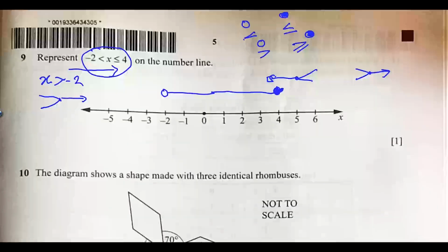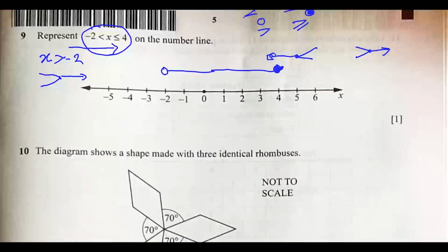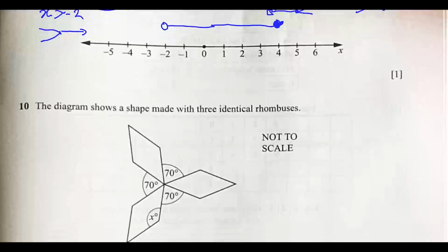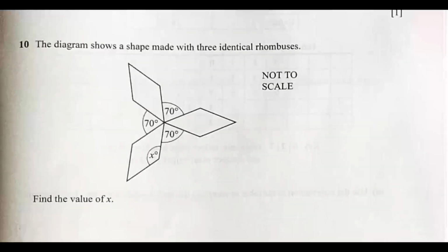That is question 10. Let's scroll down gently. The diagram shows a shape made with 3 identical rhombuses. Find the value of x. To tackle this problem, you need to firstly understand the angle properties of a rhombus. For a rhombus, the opposite angles are equal.